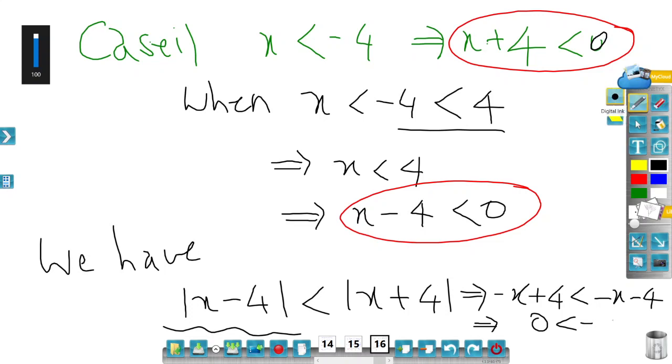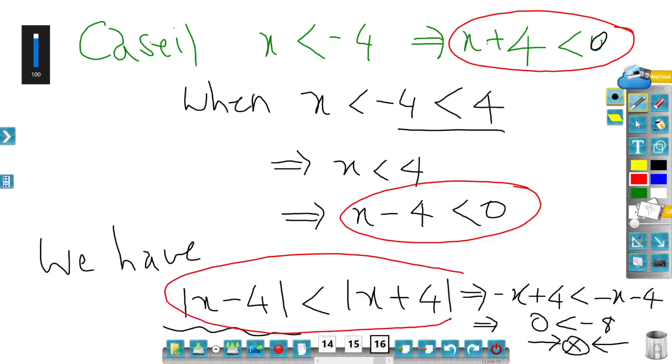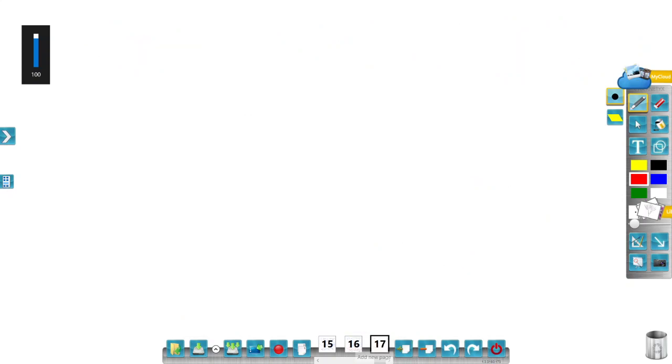0 is less than minus 8, and you could see that which is not a correct statement. In fact, 0 is greater than minus 8, so it is a contradiction. So if I take x equal to minus 4, then no x will satisfy this inequality, right? Because I got a contradiction. That means there is no x which satisfies mod x minus 4 less than mod x plus 4. So I need to go for the next case.